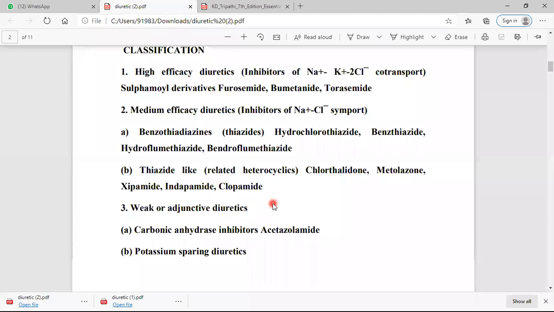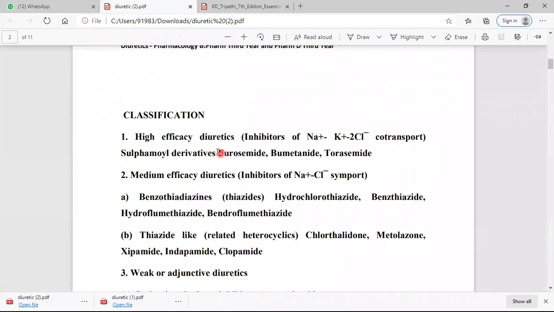Now you see the classification of diuretics. First, the high efficacy diuretics, inhibitors of the sodium potassium chloride co-transport system: sulfamoyl diuretics, furosemide, bumetanide and torasemide. Why is it called a high ceiling diuretic? Because it inhibits this transport system present in the ascending loop of Henle, and hence it gives more efficacy. Second is the medium efficacy diuretic, because it inhibits the sodium chloride symport.